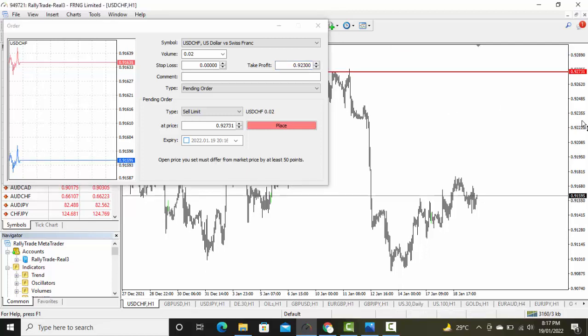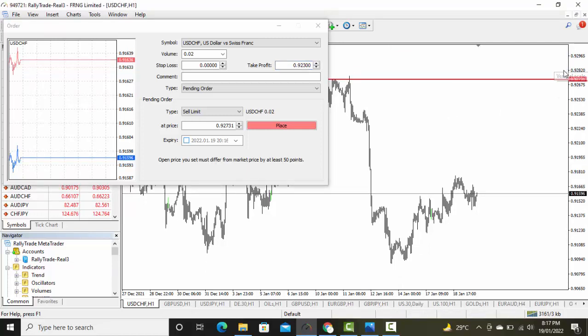So let me look for a zone above the range, maybe around 15 to 20 pips above this resistance. If I add 15 to 0.92731, 15 will give me around 850. So that would be 0.92850. Since I'm done, I click on place.